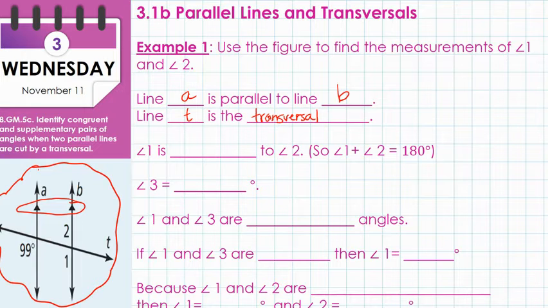So if we have parallel lines that are intersected by a transversal, or cut by a transversal, now we can identify the other measurements. So here I'm going to identify angle 99 as number 3. So angle 1 is blank to angle 2. So angle 1 plus angle 2 is 180. I know that this has to be supplementary.